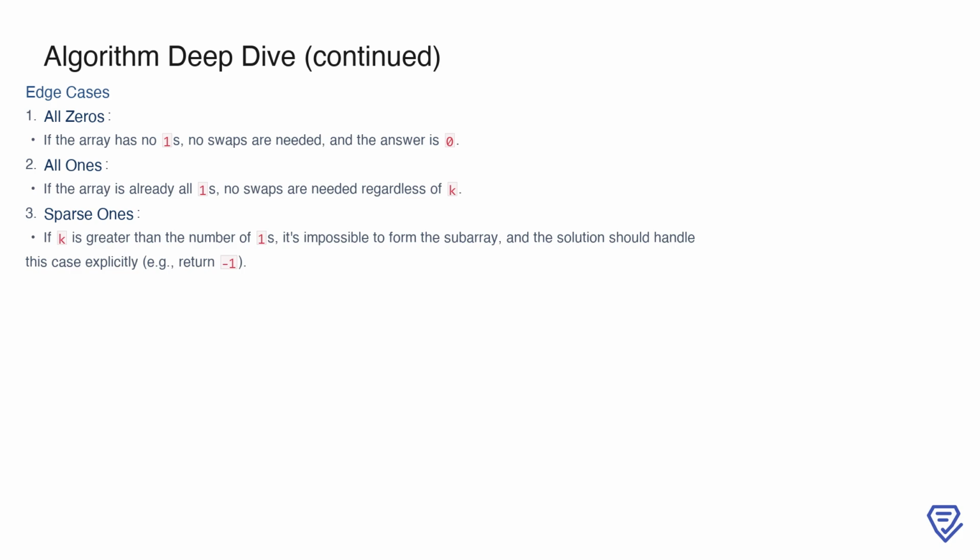Third, if k exceeds the total number of 1s in the array, it becomes impossible to form a subarray of k consecutive ones. In such cases, the solution should explicitly handle this scenario by returning -1 to indicate that the goal cannot be achieved. By addressing these edge cases, we ensure that the algorithm is robust and handles a wide range of input scenarios correctly.